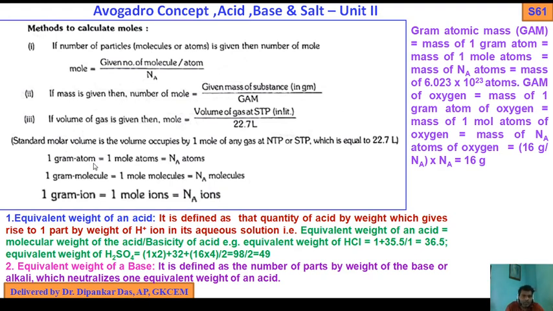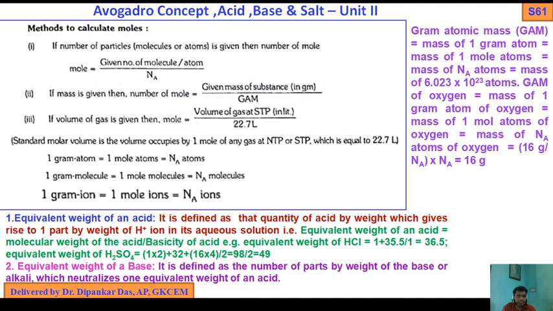So 1 gram atom equals 1 mole of atoms equals Na atoms, Avogadro number of atoms. 1 gram molecule equals 1 mole of molecules equals Avogadro number of molecules. 1 gram ion equals 1 mole of ions equals Avogadro number of ions. So this is the method to calculate the moles.